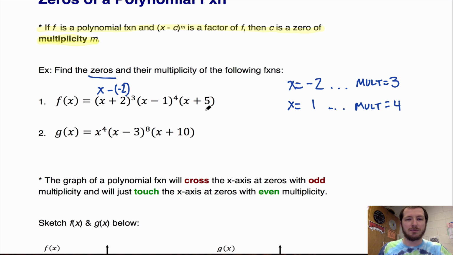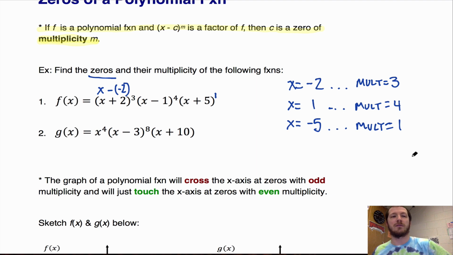And then our last root, for this was a subtraction, that would be a negative 5. So we've got x equals negative 5. And the multiplicity of that root, we've got that invisible 1 exponent that's always lurking there in the shadows. So multiplicity of 1. So that's pulling out the zeros and the multiplicities given factored form.